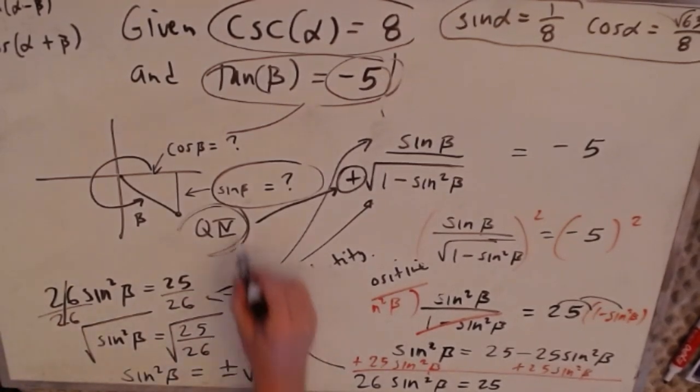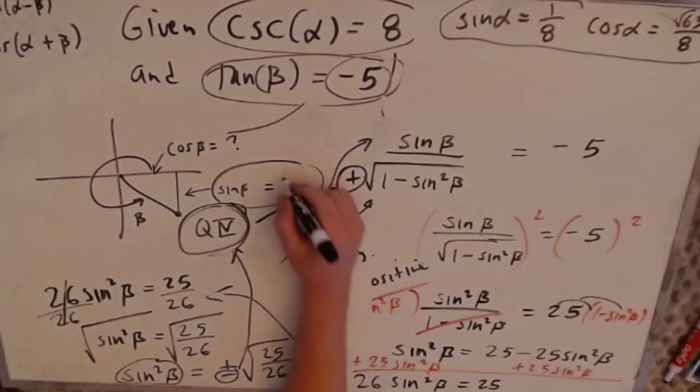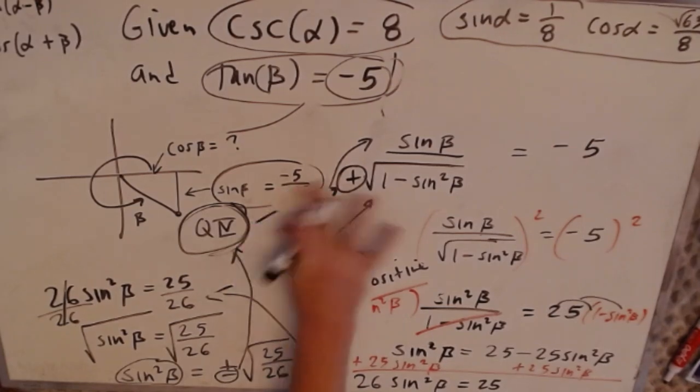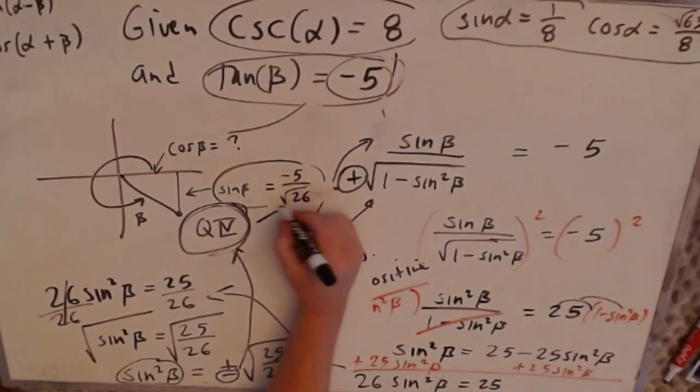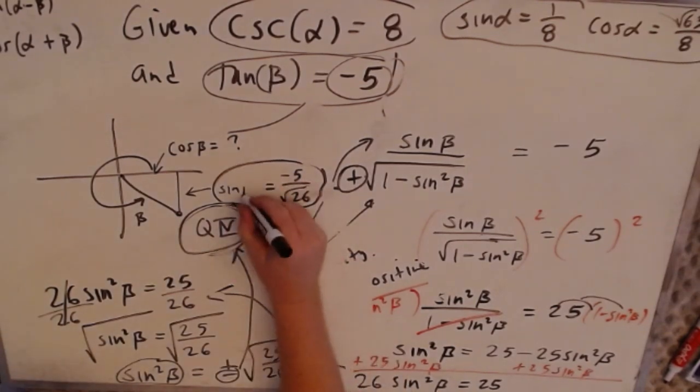All right, now look where we are. We're in quadrant 4, and we're talking about sine. So it's going to be negative. You can't simplify the bottom. Just leave it as square root of 26. But you can go ahead and do the top. It'll be negative 5 over the square root of 26. So that's your sine beta.